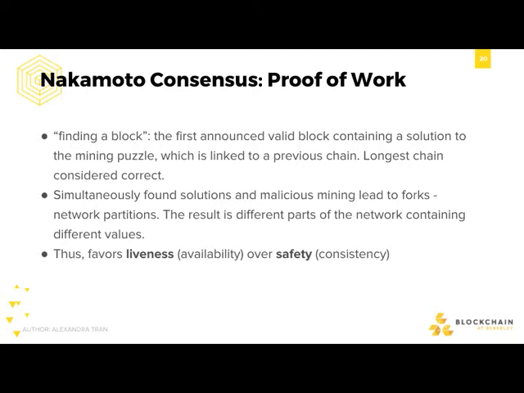Simultaneously found solutions and malicious mining do lead to forks, which are essentially network partitions, and the result is that different parts of the network contain different values. Nakamoto consensus based on proof of work favors availability or liveness over consistency or safety.